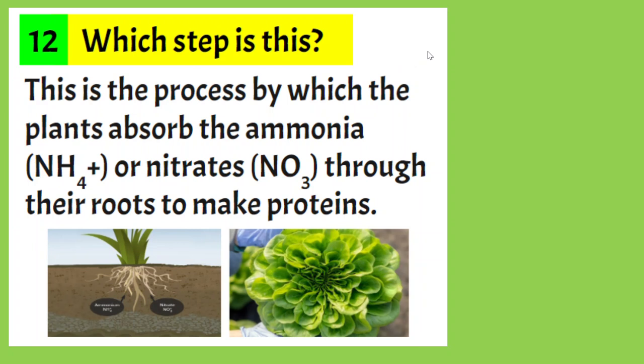Which step is this? We want one of those 5 steps. And so we're looking at, this is the process by which the plants absorb the ammonium or nitrates through their roots so that they can make proteins. So this means that the plants are using the nitrates, right? That's the word assimilation.